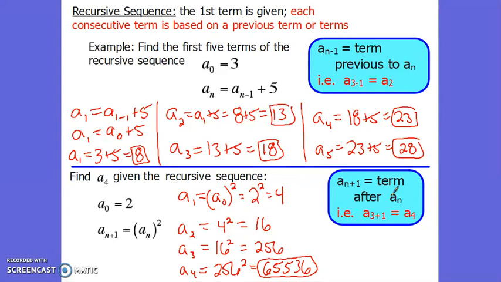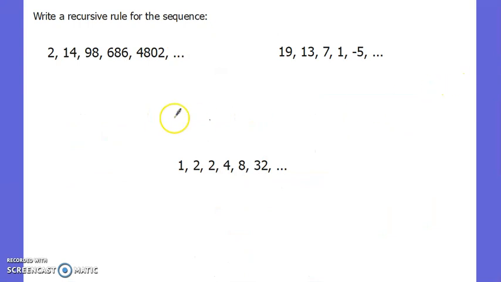Now, we do recursive sequences in our head more often than we think of. Basically, a recursive rule, if we wanted to write our own recursive rule, all we really need to figure out is, how do I get from one term to the next term? So in this first sequence, you'll notice I'm going from 2 up to 14, and then from 14 to 98, from 98 to 686. The first thing I would double check is, is it a formula that we're already familiar with?